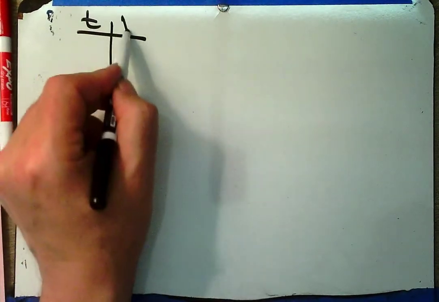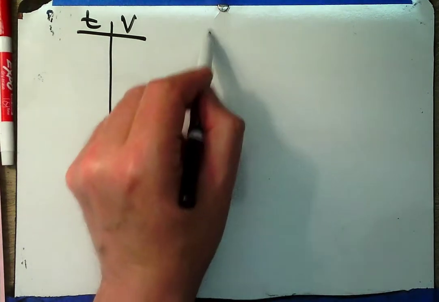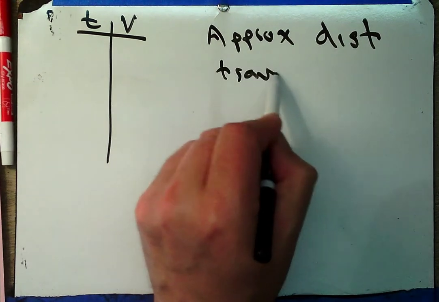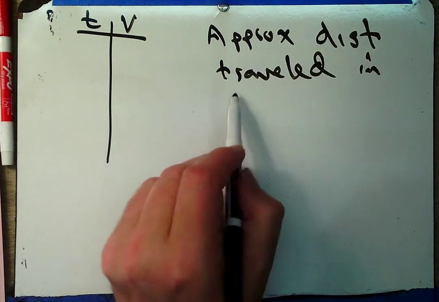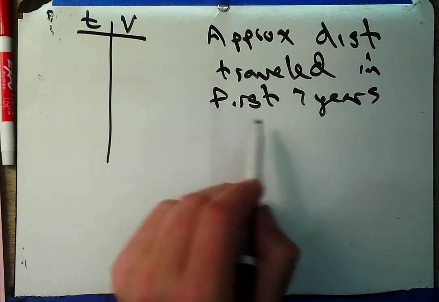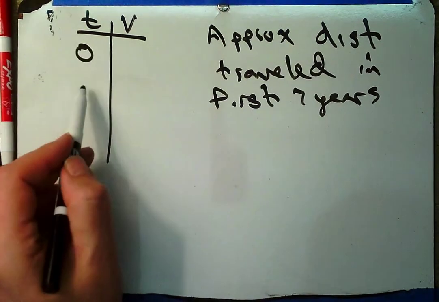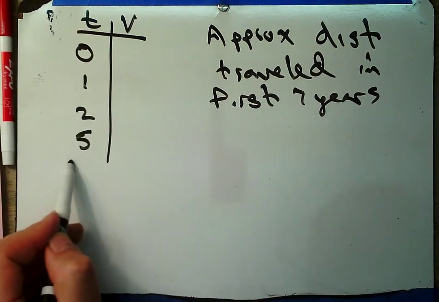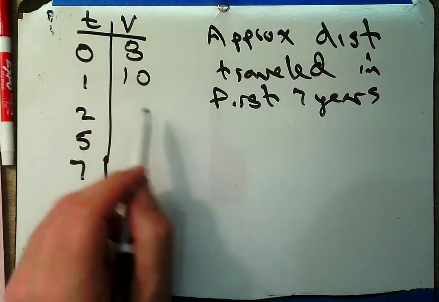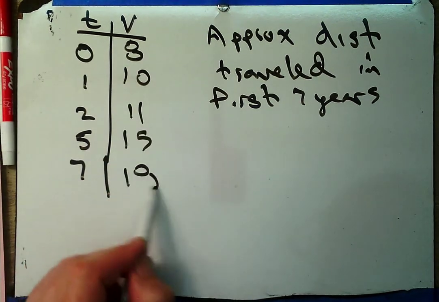Let's take a quick look at what to do if I have a table. All right. So let's say, remember yesterday we started with times and velocities, and I want to approximate the distance traveled in the first 7 years. And so my table says 0, 1, 2, 5, 7. And this is 8, 10, 11, 15, 18.